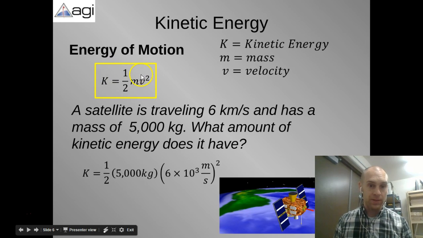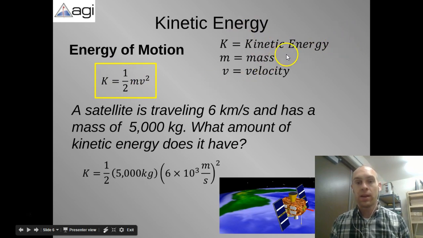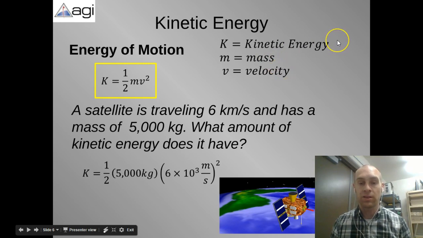So when you write down this equation, what you should add after each of these, kinetic energy, mass, and velocity, is a unit. So kinetic energy is joules, it's energy, mass is kilograms, and velocity is meters per second. So make sure that you put those units down for this.